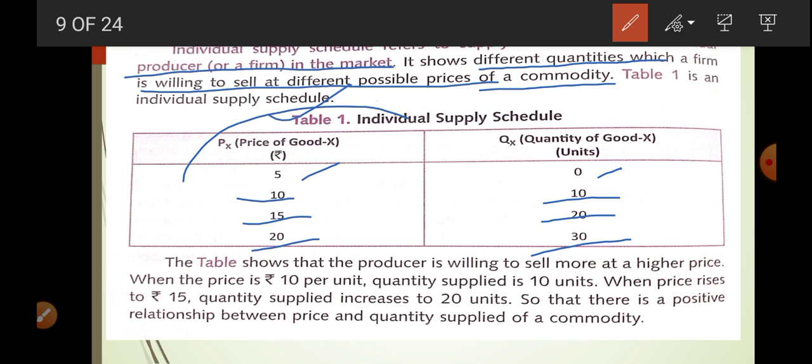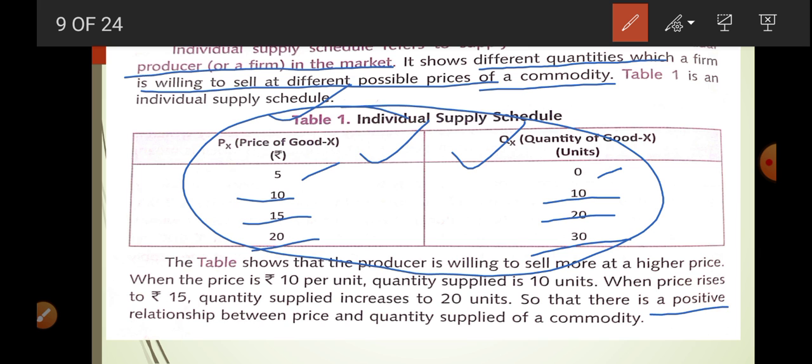So this table, which shows the price of a good and how much quantity a particular seller is ready to sell, is known as an individual supply schedule. We find a positive relation between the price of a commodity and the supply of a commodity.